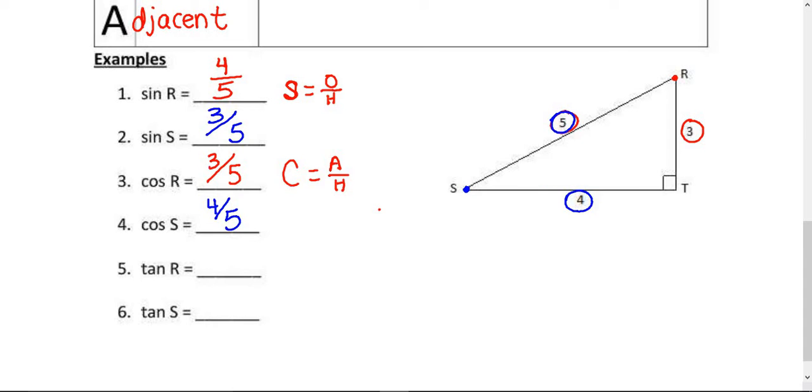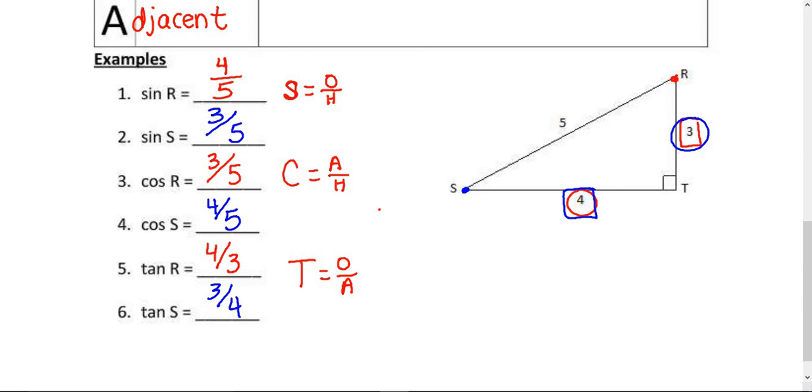And then lastly, tangent. Tangent is TOA, tangent is opposite over adjacent. So we have SOHCAHTOA. So R, the opposite is 4, the adjacent is 3, so tangent of R is 4/3. And then if we want to do S, the opposite is 3, the adjacent is 4, so that would be 3/4. All right, so those are the ratios for this right triangle.